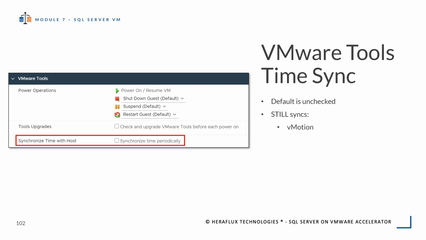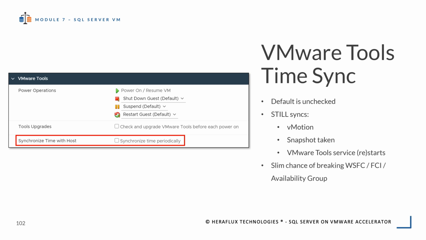It does it during a vMotion, when a snapshot is taken or removed, or when the VMware Tools service inside the operating system starts or restarts. These scenarios don't sound like much, but if a host time has drifted a little bit and is out of sync by more than just a small amount, it can wreck your SQL Server high availability architecture. I have seen this setting take out failover clusters and availability groups alike.